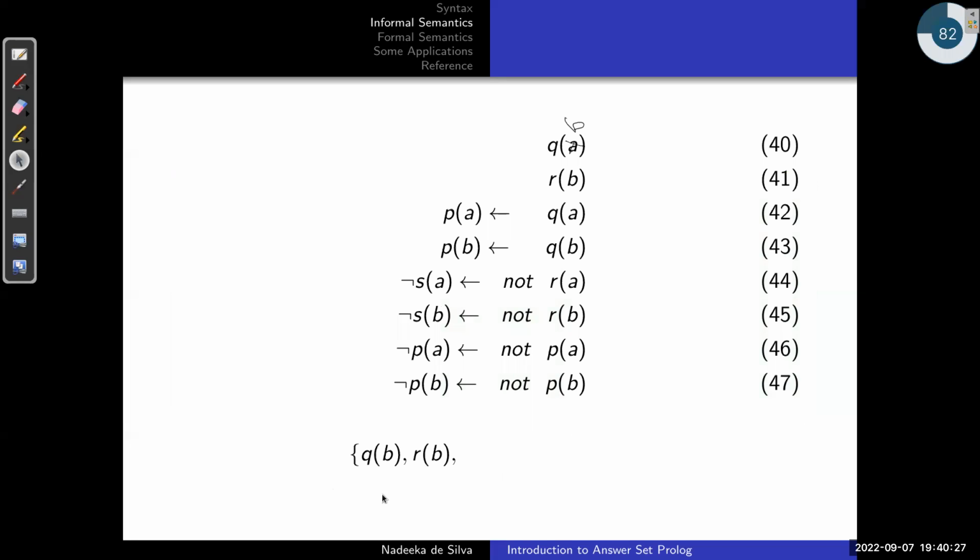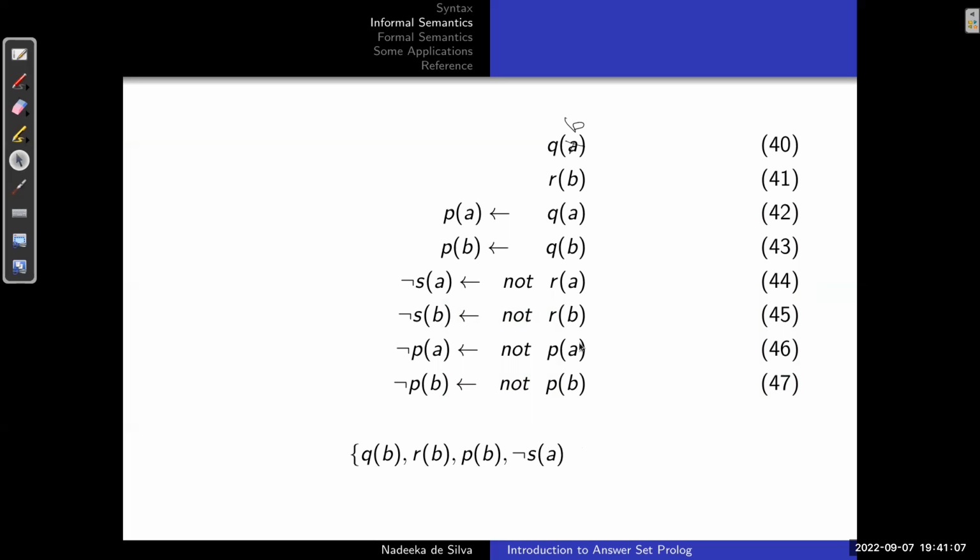Now my answer set should contain QB and RB. Okay, QB and RB, QB and RB. So because QB and RB are there, I am including PB from this rule and not SA, because I don't have RA in here. And because I have RB, I will not include not SB. Okay.